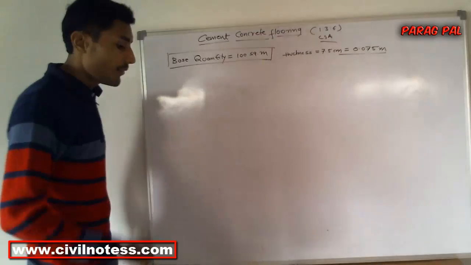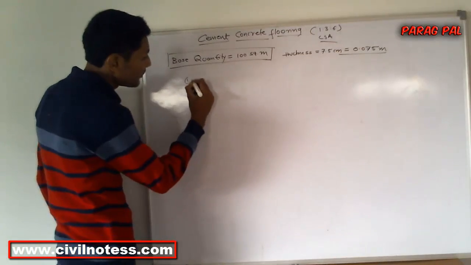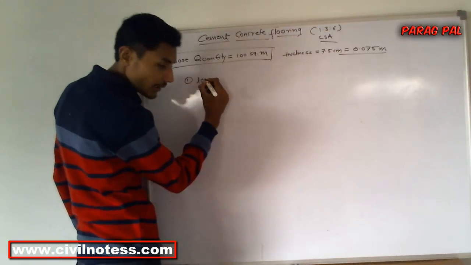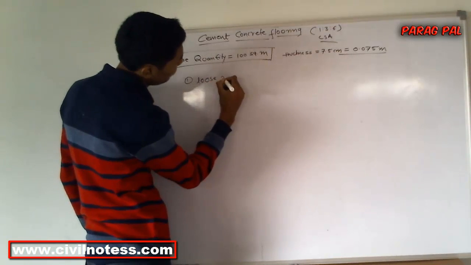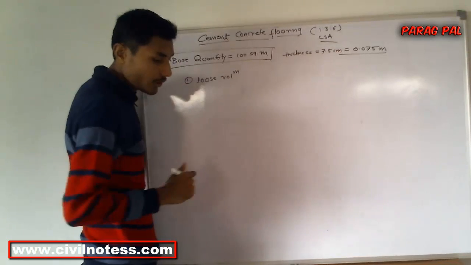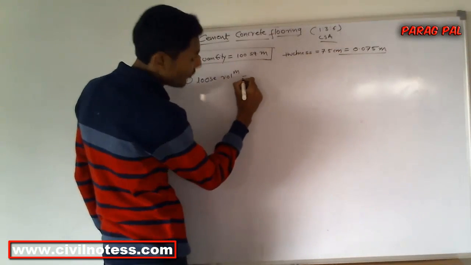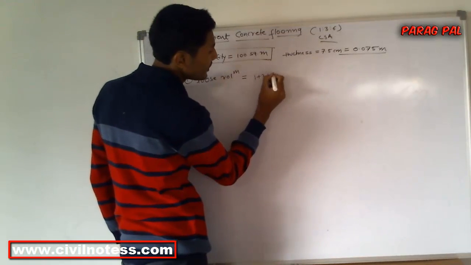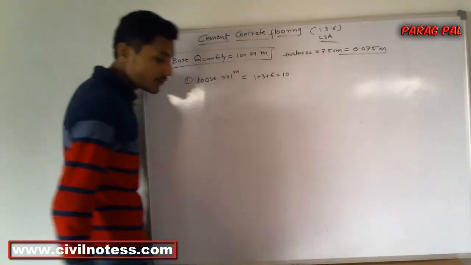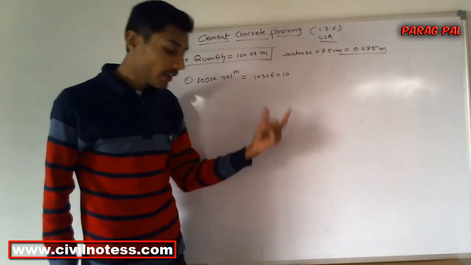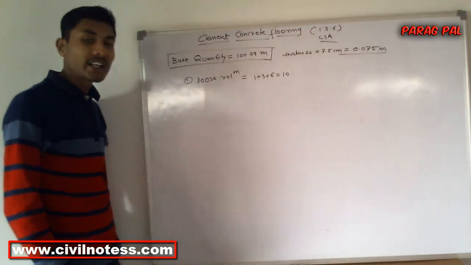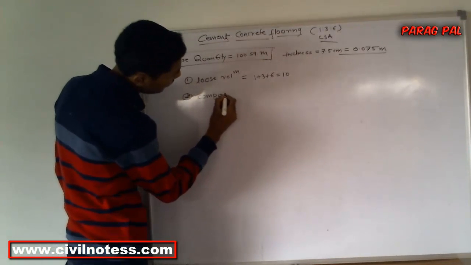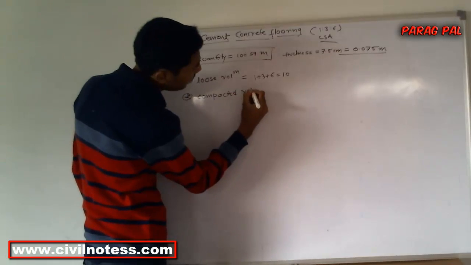So first of all, the first step is to determine the loose volume. The loose volume for the flooring is the total of the mix, given as 1 plus 3 plus 6, which is nothing but 10. This is the loose volume you have to calculate first. After that you have to determine the compacted volume.